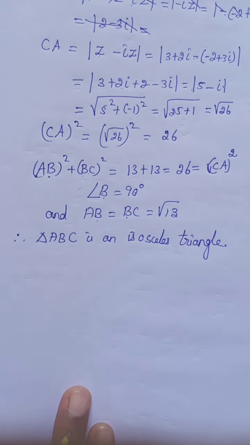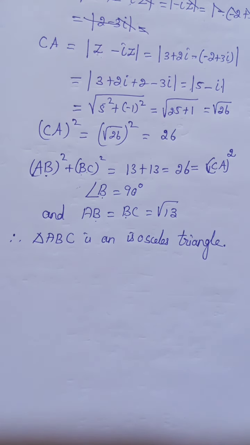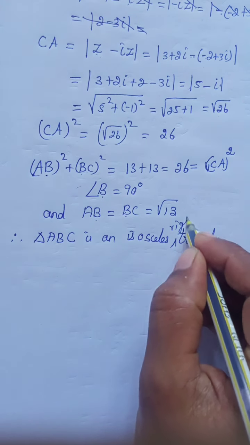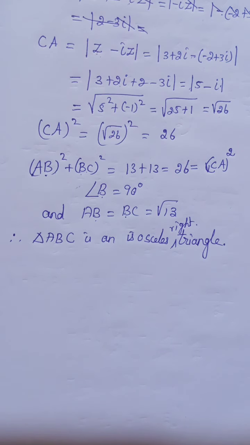In the previous exercise example, we did the equilateral triangle. Here we have done an isosceles right triangle, not just an isosceles triangle. Actually, this is an isosceles right triangle. Okay, now we are going to move to the next part. In this, there is no exercise problem given.